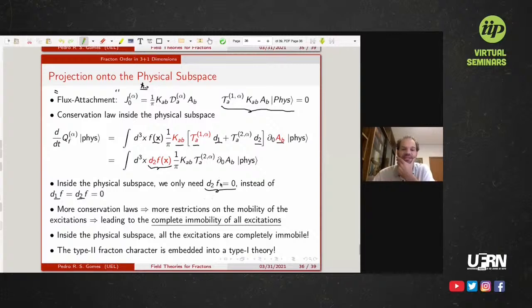We have studied this in detail in the paper. And this leads to more restrictions on the mobility of excitations, leading to the complete immobility of all excitations. So it means that inside the physical subspace, all the excitations are completely immobile. In this sense, the type 2 fracton character is embedded into a type 1 theory. All right, so this is the way we describe the physics of the Haah code.